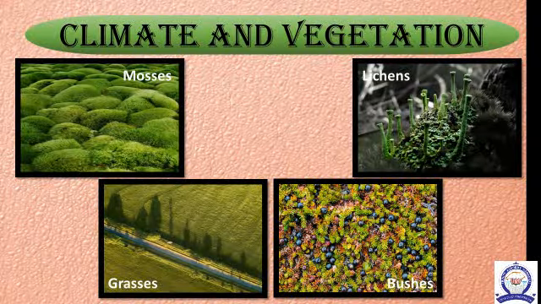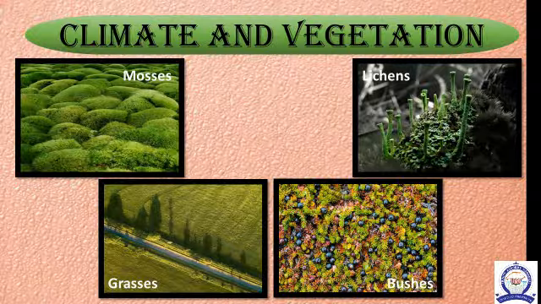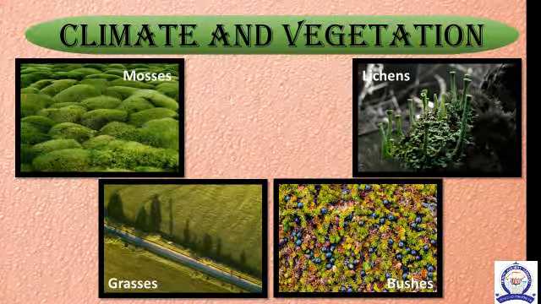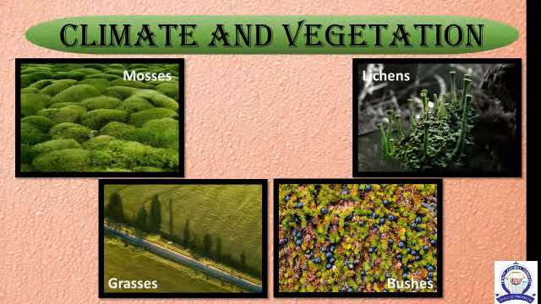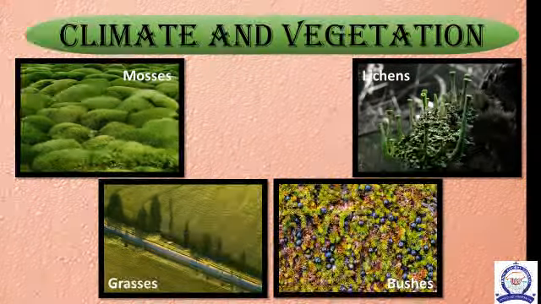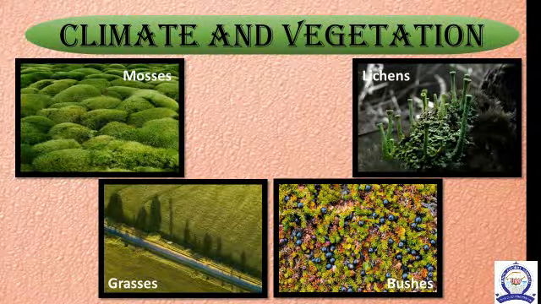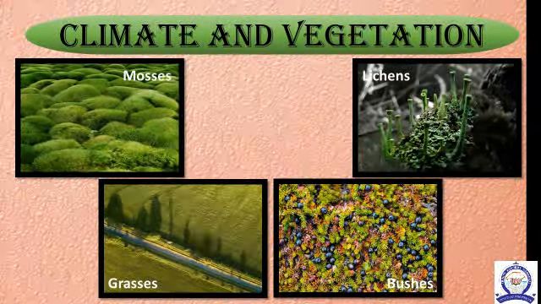There is very little in Greenland because of its extreme cold climate. However, during short summers, the plants that grow are mosses, lichens, grasses and bushes. There are no forests here.